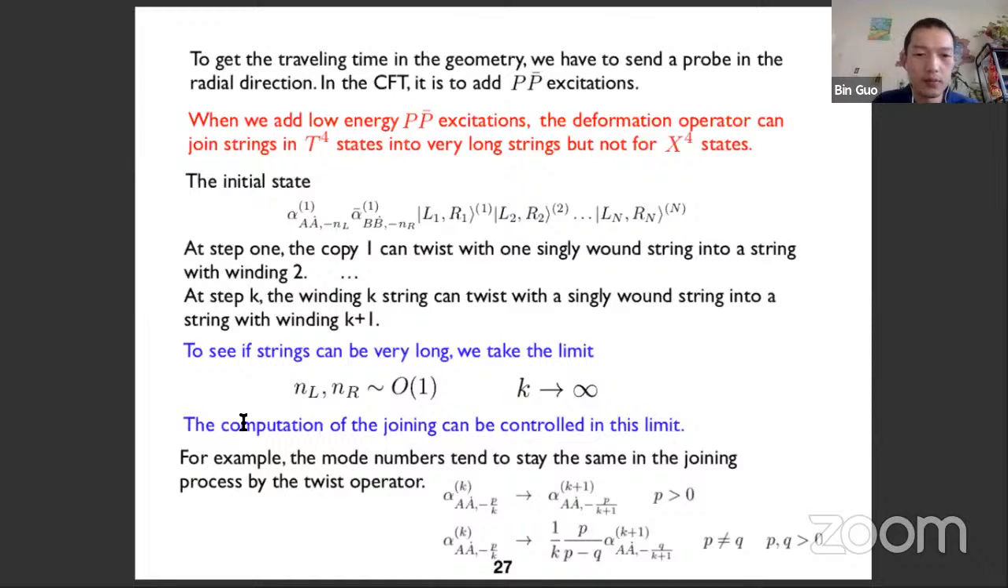The reason the computation can be controlled in this limit is, for example, if we look at step K, the winding K string becomes K plus 1. We look at the mode in the string of winding K, the alpha mode. It will become an alpha mode in the string K plus 1 by the propagation rule. And we will see if we change the mode number from P to another Q, where P is not the same as Q, then we get 1 over K suppression. If we keep the mode number P, then we have no suppression. So the mode numbers tend to stay the same in the joining process in this large K limit.